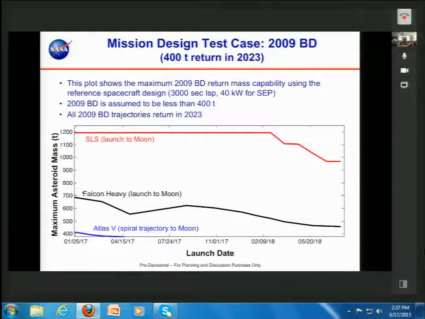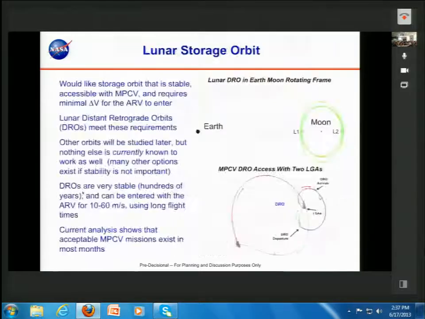Again, let me continue on with the storage orbit. When we retrieve the asteroid, we have to put it in an orbit that is stable. We want to keep this asteroid we spent all this trouble getting, and keep it accessible by the NPCV. We also would like it to require minimal delta V for both the NPCV to reach and for the asteroid return vehicle to enter. The one orbit we found so far that meets all these requirements is a lunar distant retrograde orbit. We have other ones that we think might work, but we currently need to do more study to see if they do meet all these criteria.